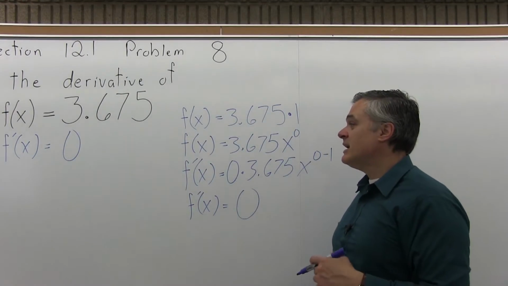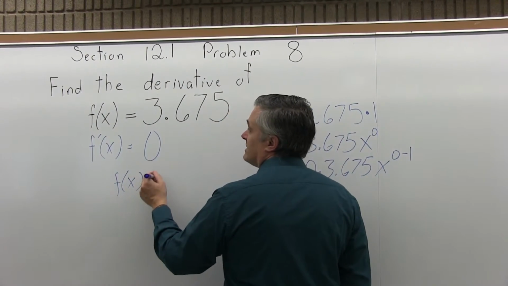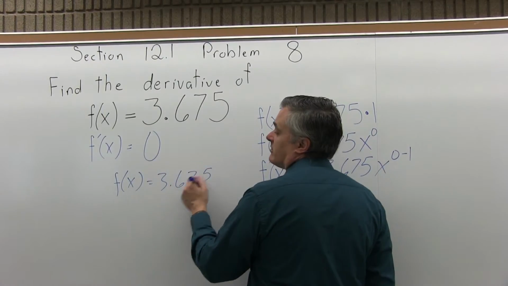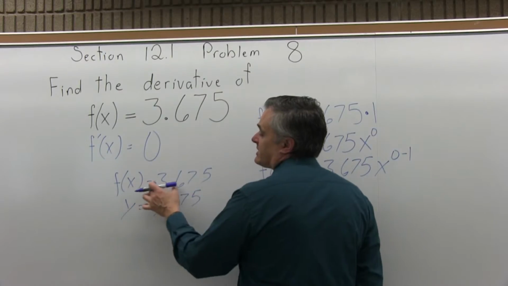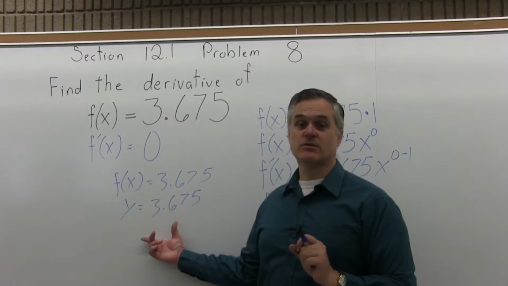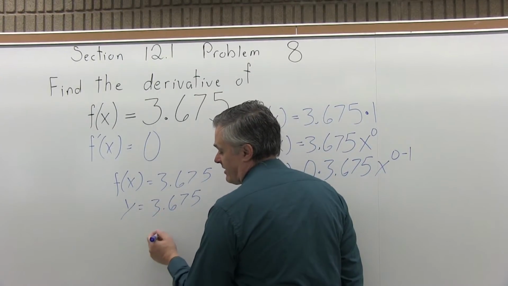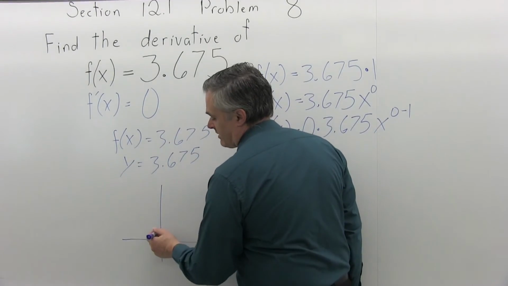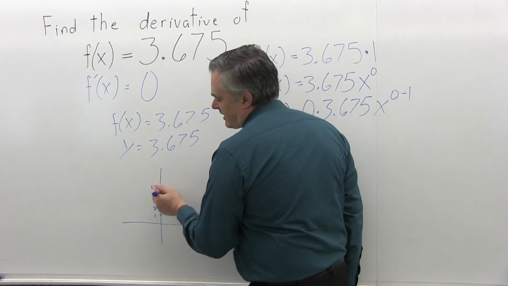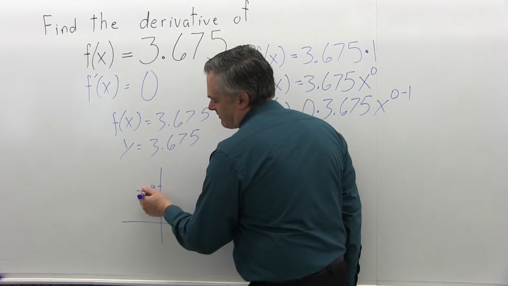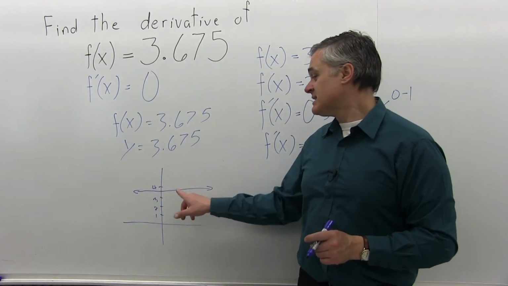So it does work. And the other way you can see that, whenever we have f of x equals just a plain old number like this with no variable, f of x and y, remember, are always interchangeable. You can replace f of x equals 3.675 with y equals 3.675. And y equals a number is a horizontal line at that height. So if we have 1, 2, 3, 4, 3.675 is going to be slightly higher than 3.5. To have a horizontal line at a height of 3.675.